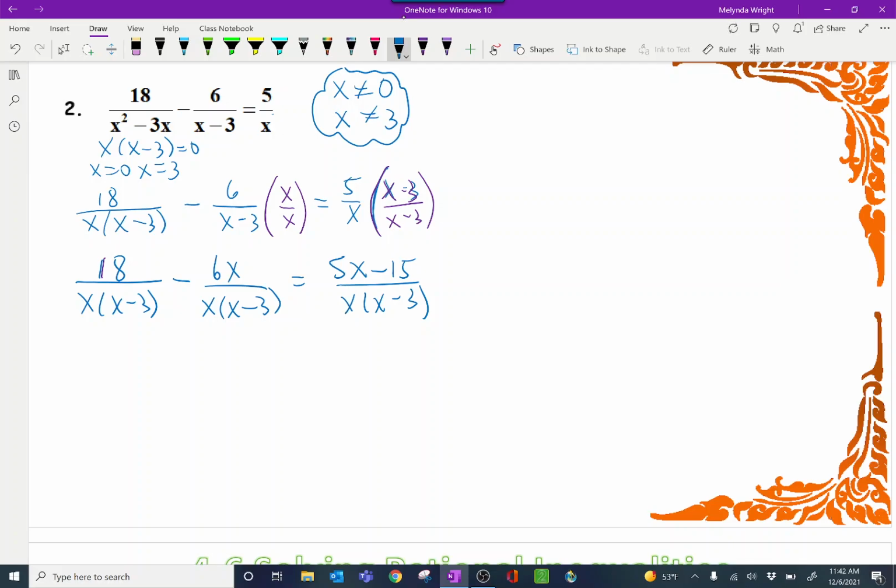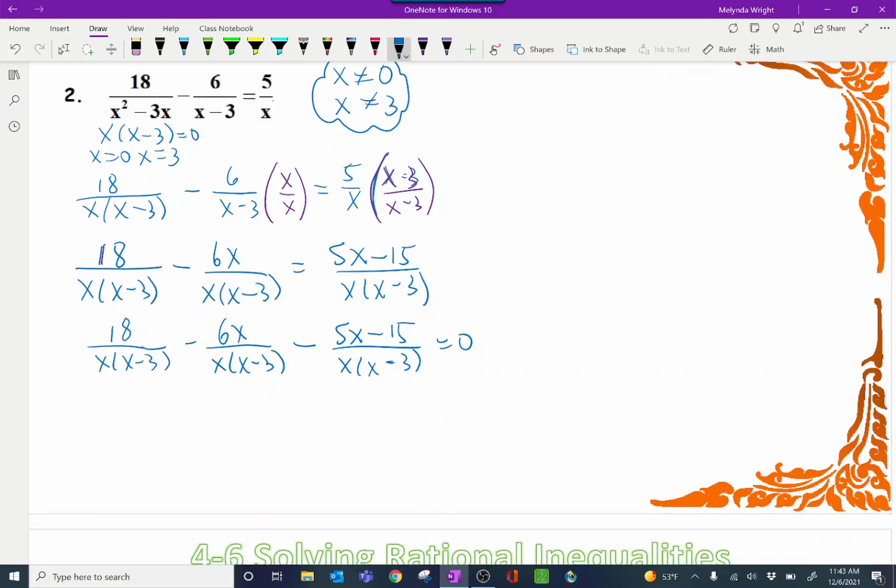Now the next step is to move everything to one side and set it equal to 0. So we have 18 over x times x minus 3, minus 6x over x times x minus 3. And we're going to move this positive fraction over by subtracting it from both sides: 5x minus 15 over x times x minus 3. Now we're going to bring those 3 fractions into one fraction.